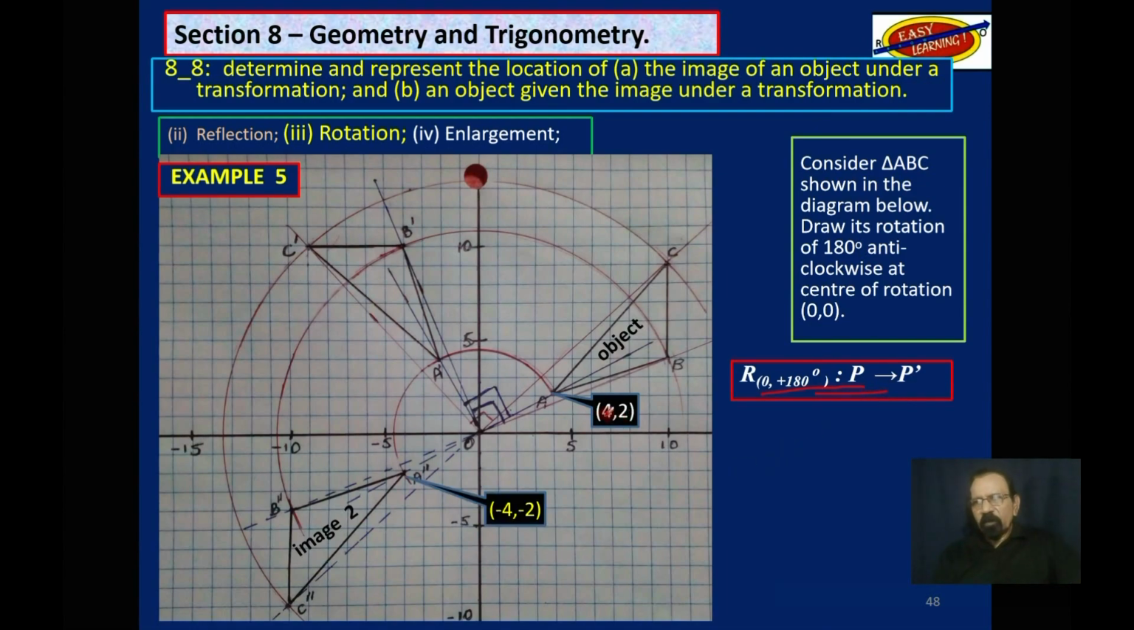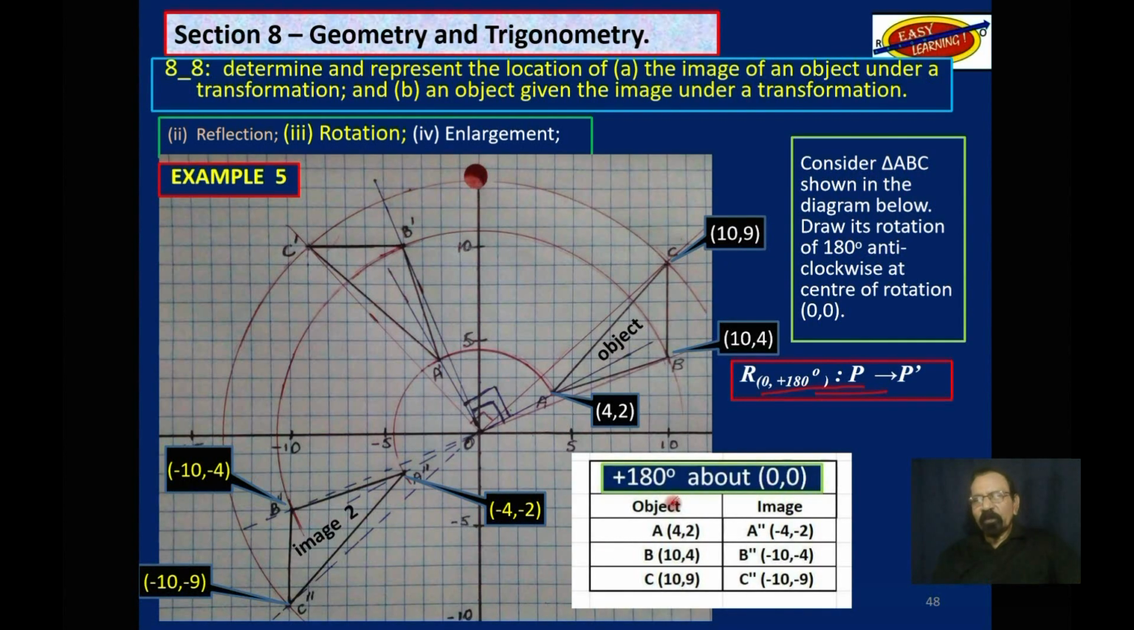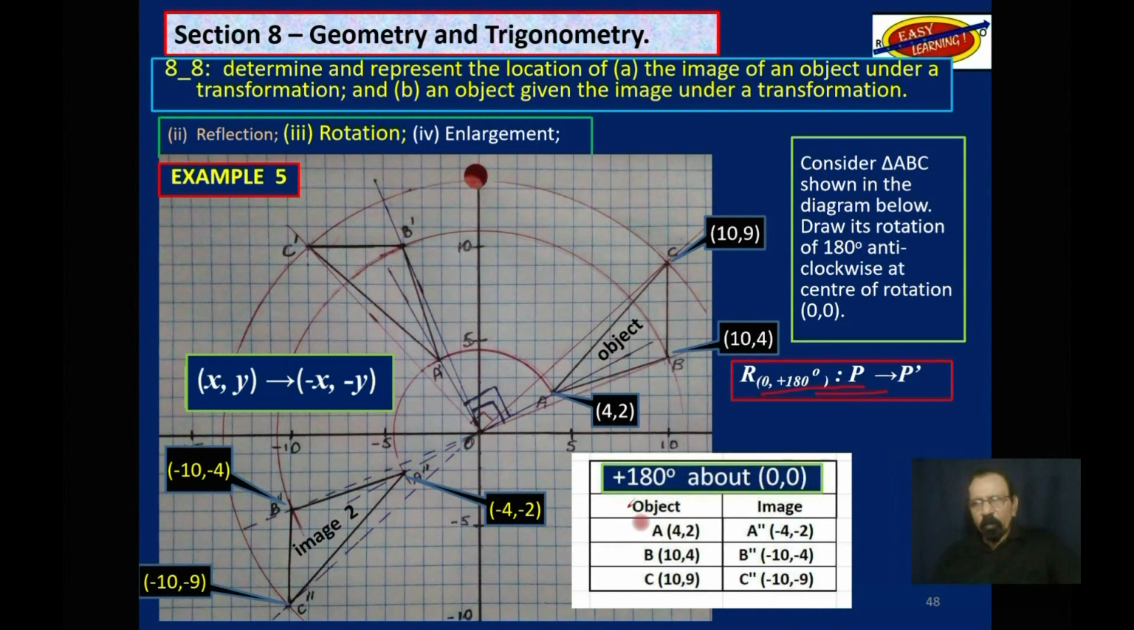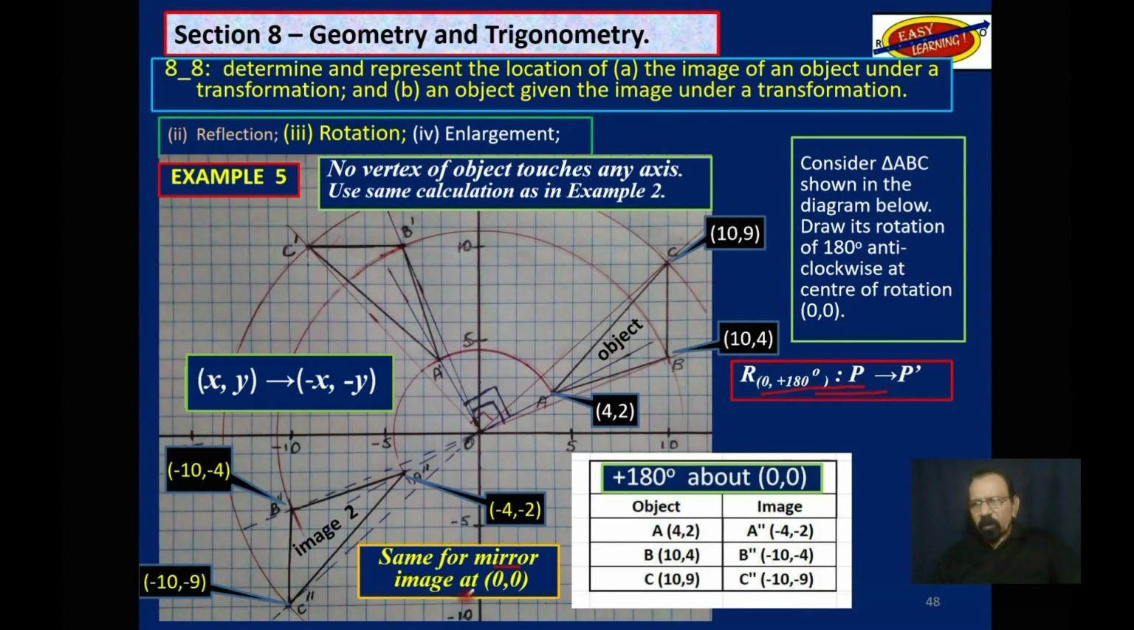Yes. 4, 2, negative 4, negative 2, 10, 4, negative 10, negative 4, 10, 9, negative 10, negative 9, which, as you can see, xy becomes negative x, negative y. But we have seen that before. And it is the same for mirror image at 0, 0, which is this.